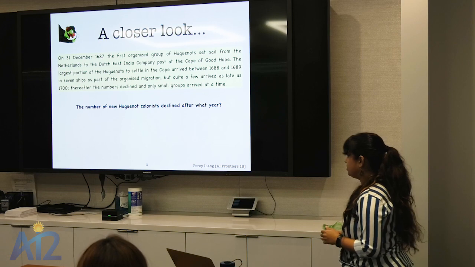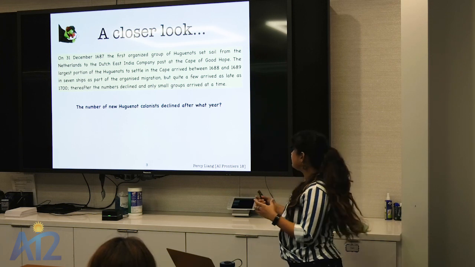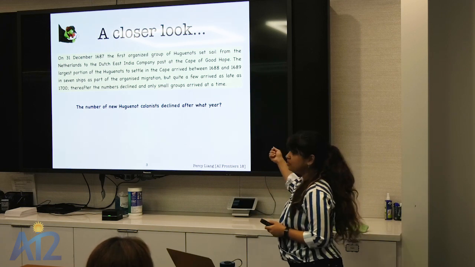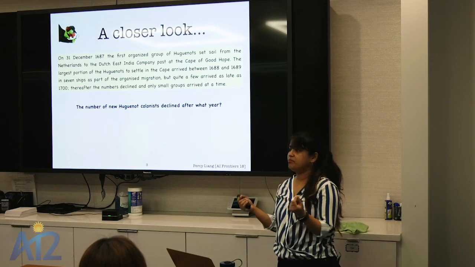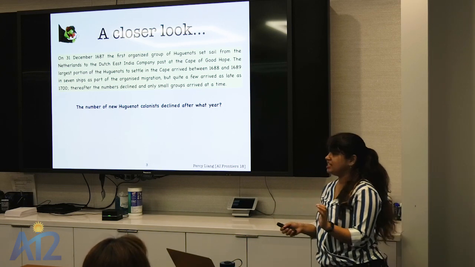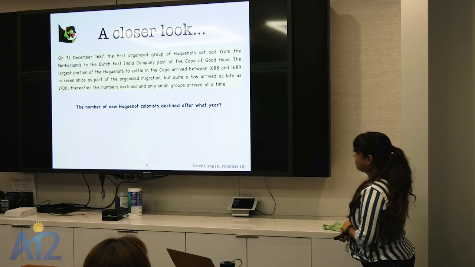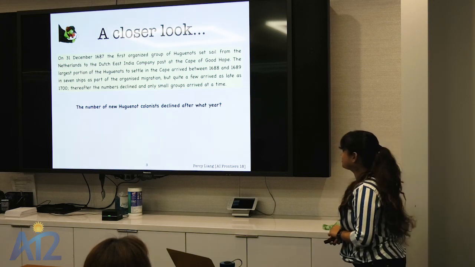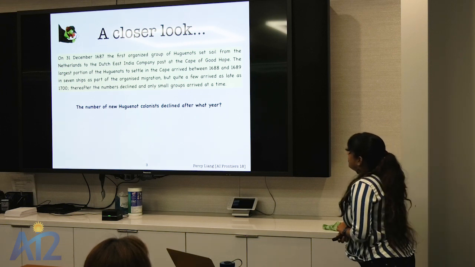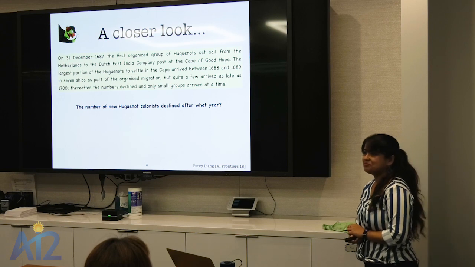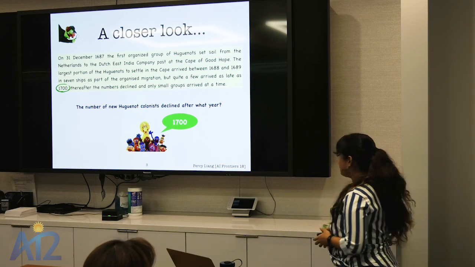So let's look at a concrete example. This is an example of a reading comprehension task. As you know, you start with a passage and you are asked a question about the passage. The task is to select some words in the passage, a continuous selection of words, that might answer the question. So take a moment, read the passage, and see if you can answer the question: the number of new Huguenot colonists declined after what year? That's right. And our best models that use contextualized representations are able to answer that correctly.